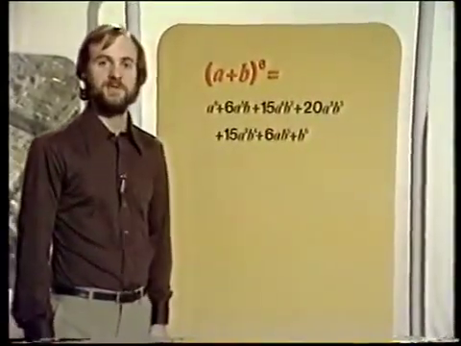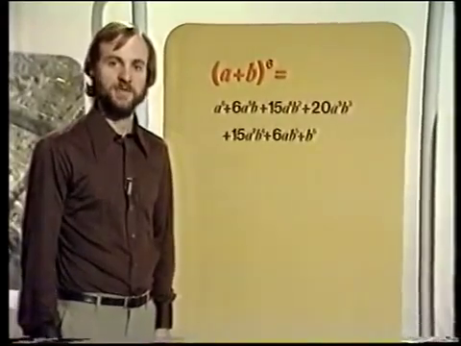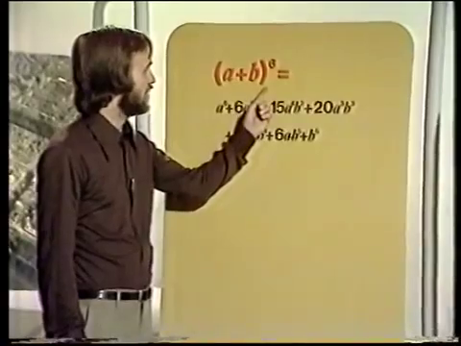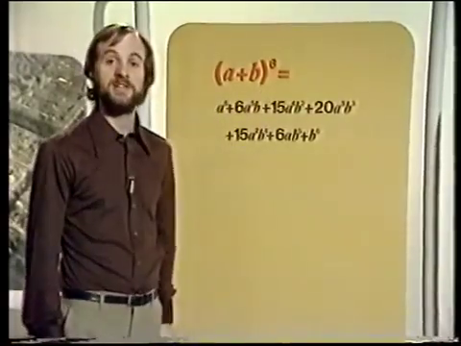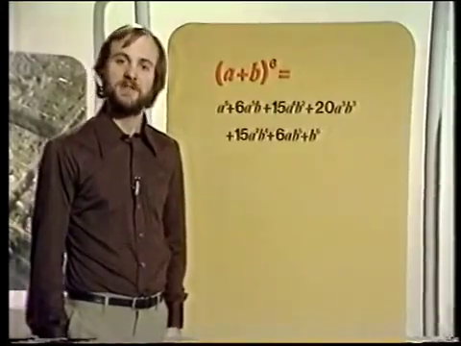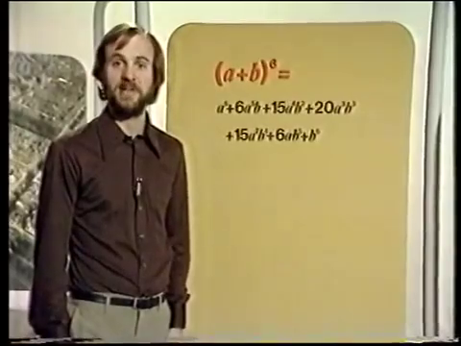This is the expansion for a plus b to the 6th. But if you want to find it for yourself, you've got to start by being sure that you know what this means. Well, something raised to the power 6 means 6 copies multiplied together. Let's look at that a little more closely and see how a plus b to the 6th can be broken down.